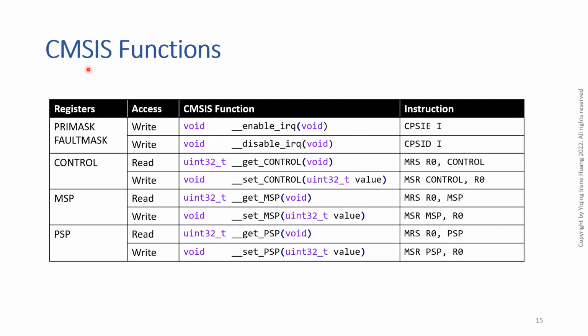Here is a list of CMSIS functions. For example, if I want to enable or disable interrupts, I can use assembly instructions, but the corresponding C functions listed here do the same thing. Similarly, for control register read and write, here are the assembly instructions and here are the two C functions. And for the MSP and PSP, the main stack and the process stack, we have similar intrinsic functions.